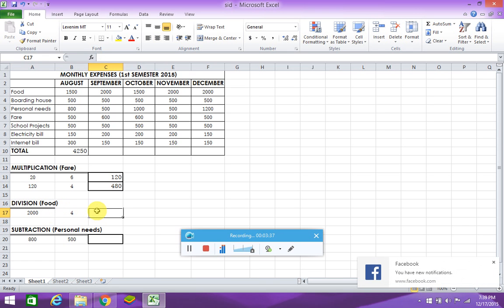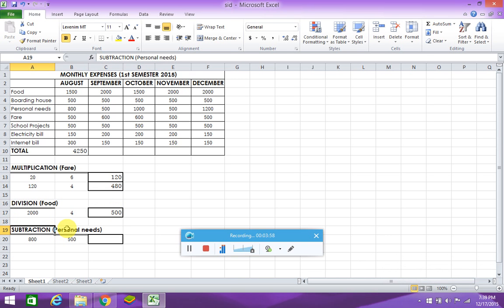To get that, again, you put an equal sign, the cell that you want to be divided, the division sign, another cell, and just press enter. So in a week, I got 500 pesos, which is my weekly budget allotment for the food. Lastly is subtraction.